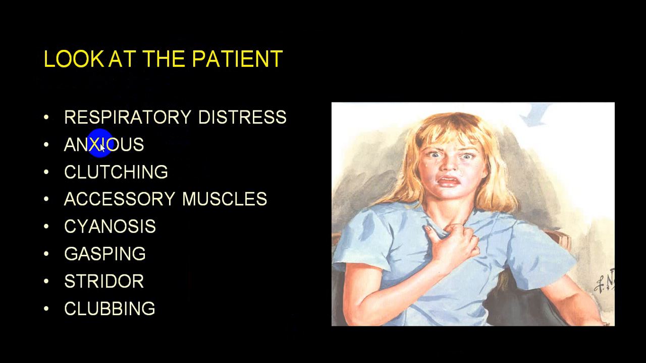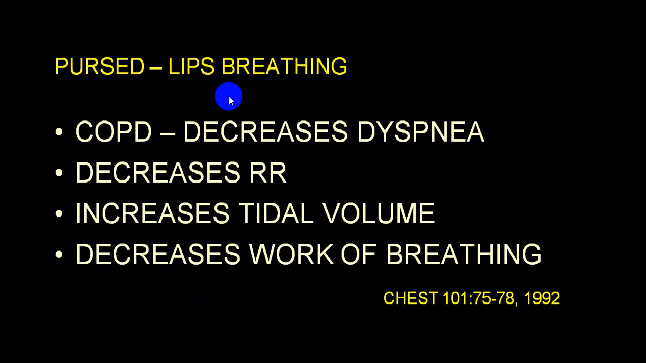Whenever you get a person who is anxious, accessory muscles of respiration working, clenching, cyanosis, gasping for air, if you have laryngeal stridor, that is a sound during inspiration, clubbing, central cyanosis, ala nasi working, all these are signs of respiratory distress. Pursed lip is very typical in case of COPD, particularly emphysema. And later on there will be decrease in respiratory rate, increase in tidal volume, and decreased work of breathing capacity, which will tell you that the person is deteriorating.